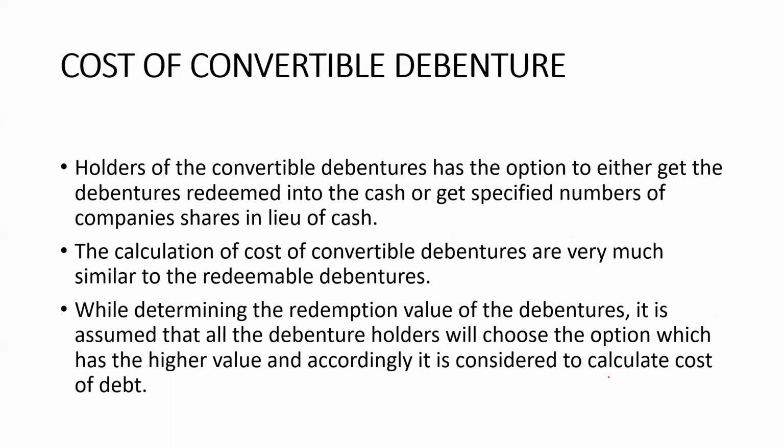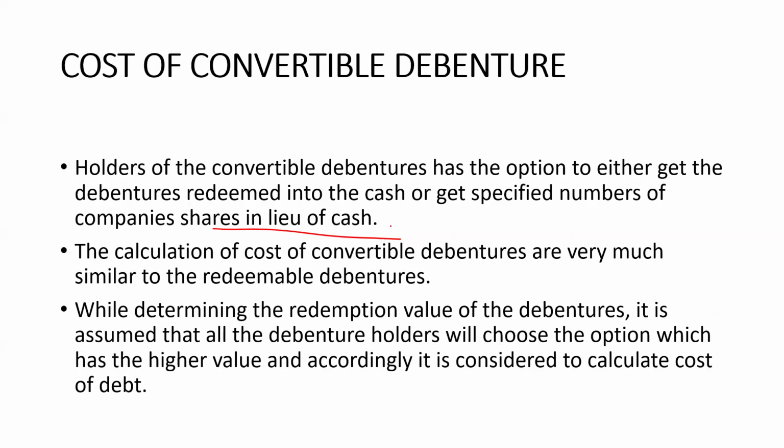So holders of convertible debentures have an option. Convertible debenture means you can convert them into equity in the future; the holder has the option to either get the debenture redeemed into cash or get a fixed number of company shares. Okay, they have two options. Either they will mature it like a debt instrument, or convert them into equity. The calculation of convertible debentures is very similar to redeemable debentures. While determining the redemption value of the debenture, it is assumed that all debenture holders will choose the option which has the higher value and accordingly calculate the cost of debt.